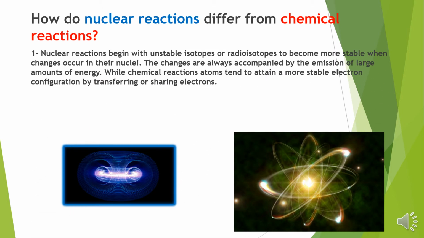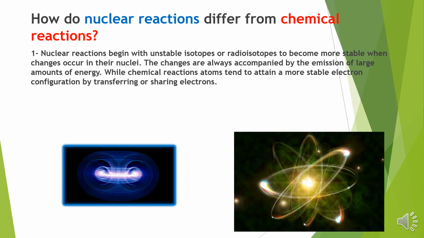So what do we mean by nuclear reactions? It begins with unstable isotopes. Now let's make a quick revision of what we mean by isotopes. If the element has two or more forms with different numbers of neutrons in their nuclei, they are known as isotopes.